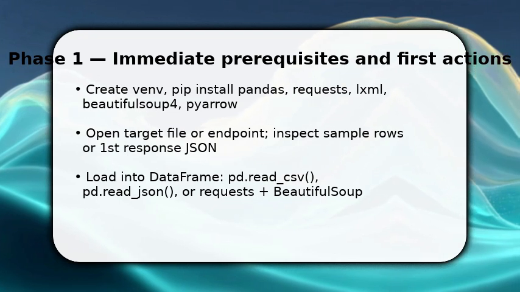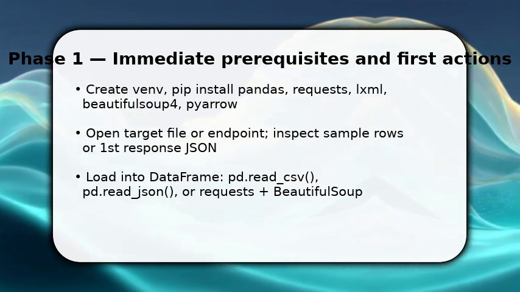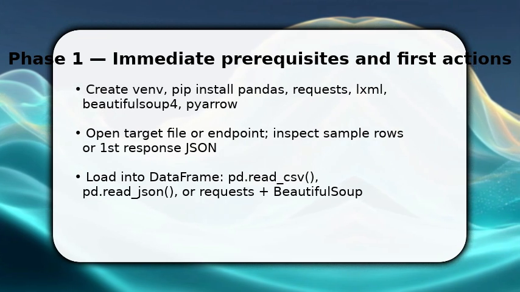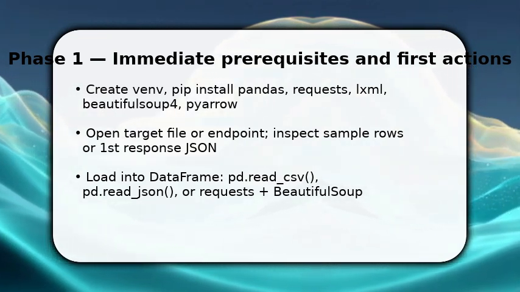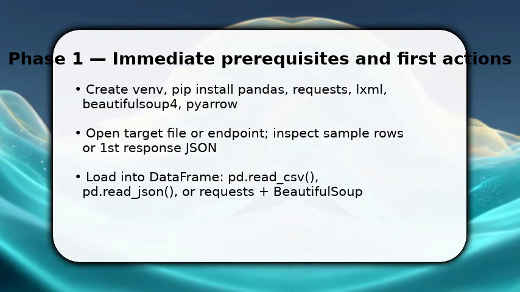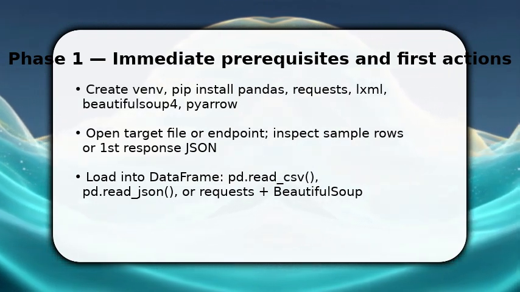Once done, inspect column names, types, and unexpected nulls so you know what to extract. Make sure to save a small sample file. This speeds iteration and prevents costly API hits. This is the first actionable step toward reliable extraction.